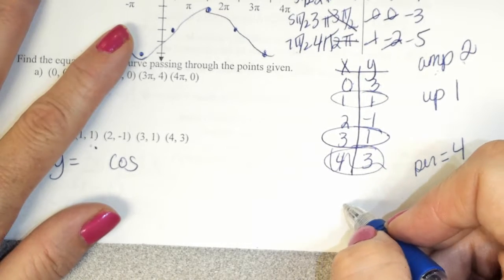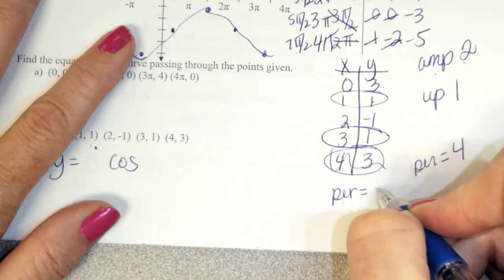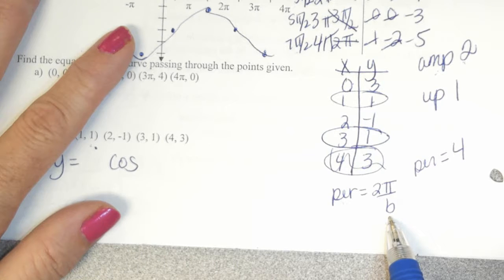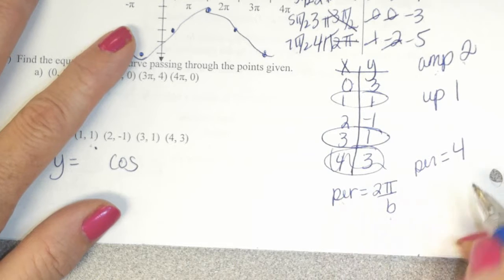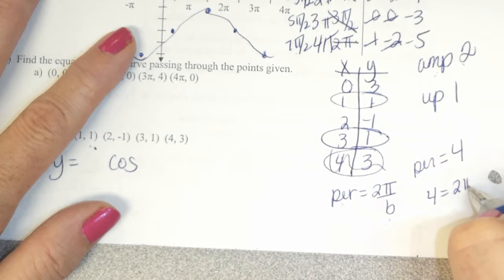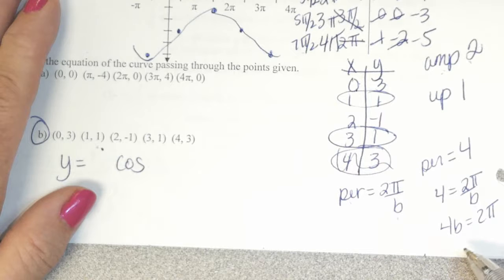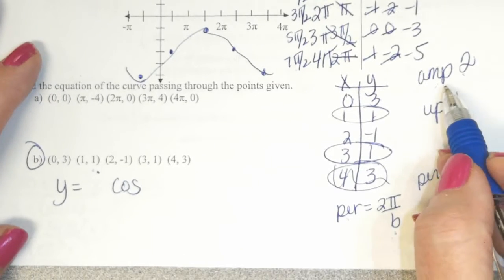Do you know the formula to find the period? 2 pi over b. So I know the period is always going to be 2 pi over b. I want to know what this b value is. So what are we going to do? What do we plug in for the period? 4. So I have 4 equals 2 pi over b. Go ahead and solve that. 4b is 2 pi. So what's b going to be? Which is pi over 2. Pi over 2.